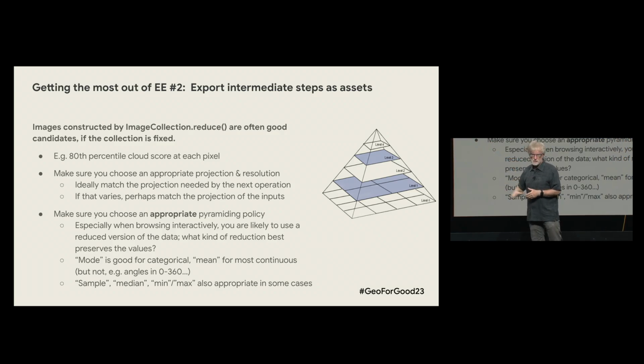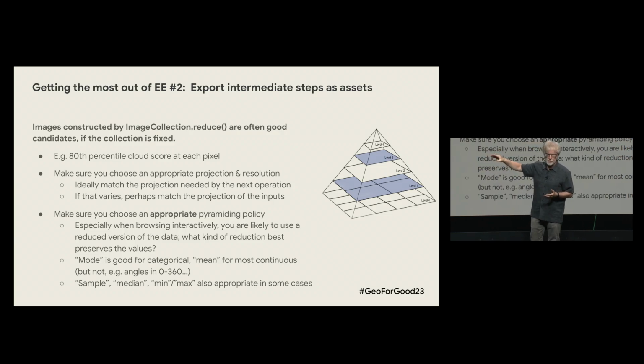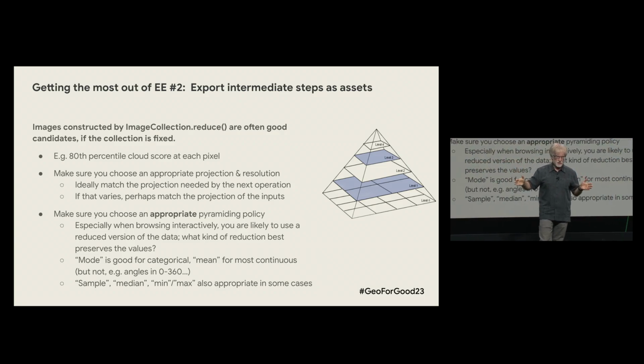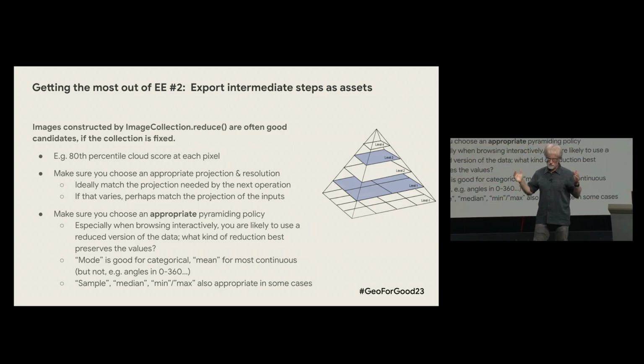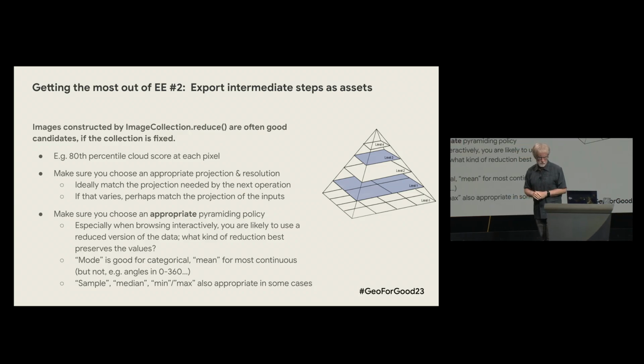There are kind of defaults, like if it's continuous data, often mean is a good answer. If it's categorical data, probably you want mode. But those aren't always the right thing. Think about your data. Think about what would be meaningful if I took 100 pixels or 1,000 pixels of your data and reduced it down to 1 pixel. What would be the representative value that you'd want to use in that scenario?